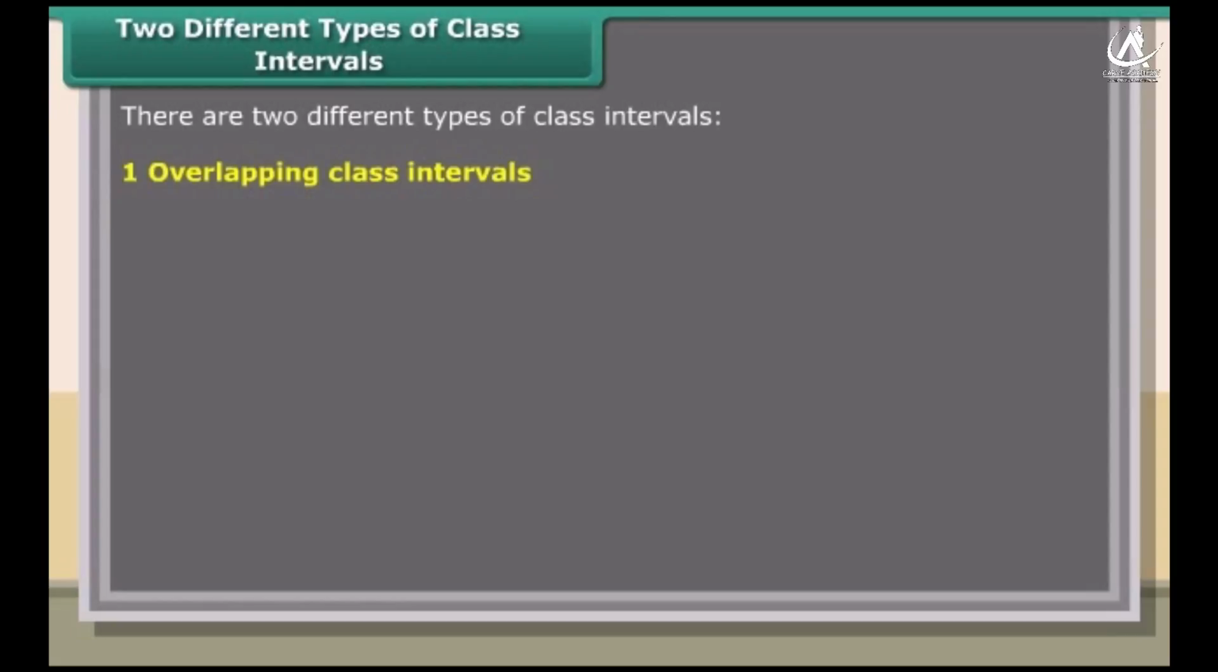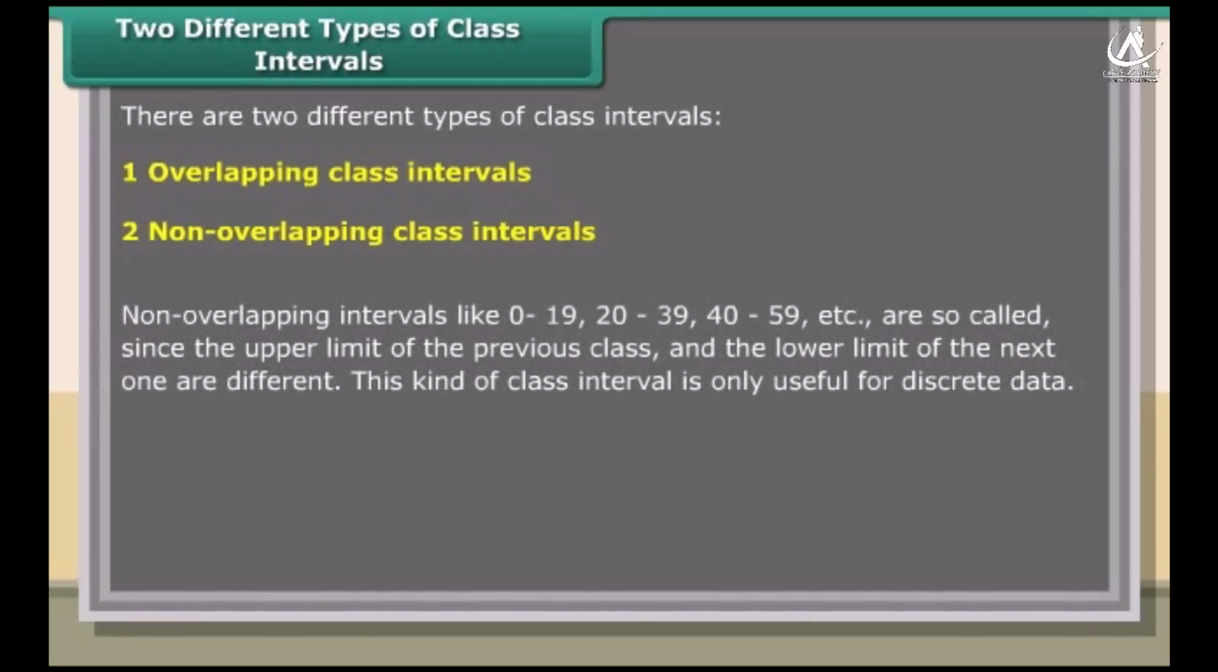There are two different types of class intervals: 1. Overlapping class intervals, and 2. Non-overlapping class intervals. Non-overlapping intervals like 0 to 19, 20 to 39, 40 to 59, etc. are so called since the upper limit of the previous class and the lower limit of the next one are different. This kind of class interval is only useful for discrete data.